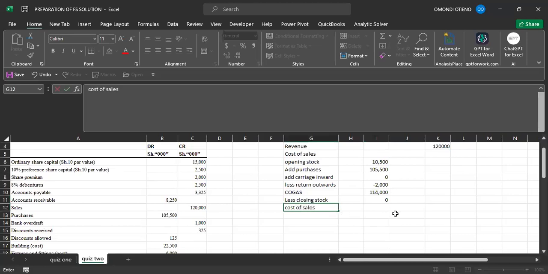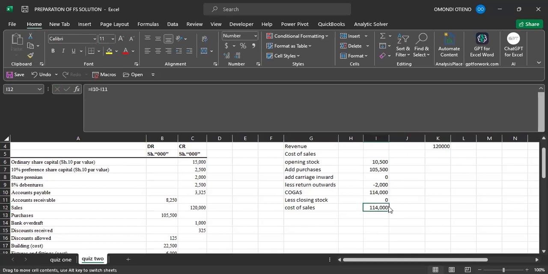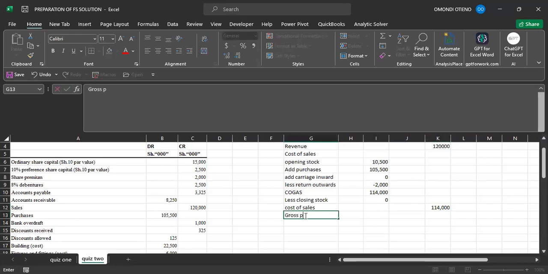Now, after putting 0, we need to less closing stock so that we get cost of sales. So cost of sales is equal to cost of goods available for sale minus closing stock. So this cost of sales, we can decide to put it maybe here, so that we now get gross profit. How do we get gross profit? Gross profit is equal to revenue minus cost of sales, right?